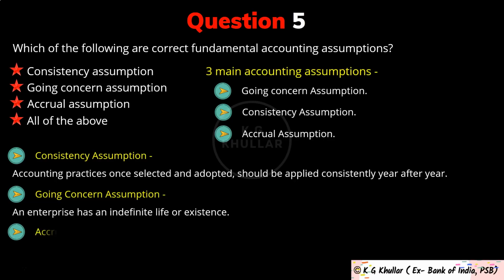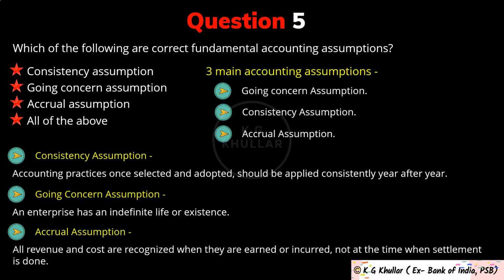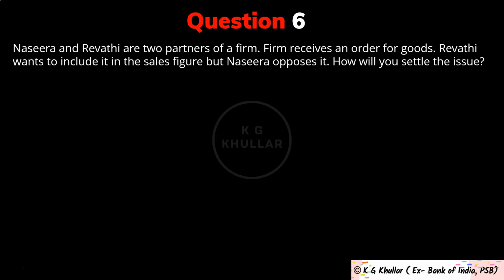And last assumption we have accrual assumption. Now as per this assumption, all revenue or cost are recognized when they are earned or incurred and not at the time when settlement is done. So friends, as you can see, the correct option for the given question is option D, that is all of the above. Next question is, Nasira and Revati are two partners of a firm.